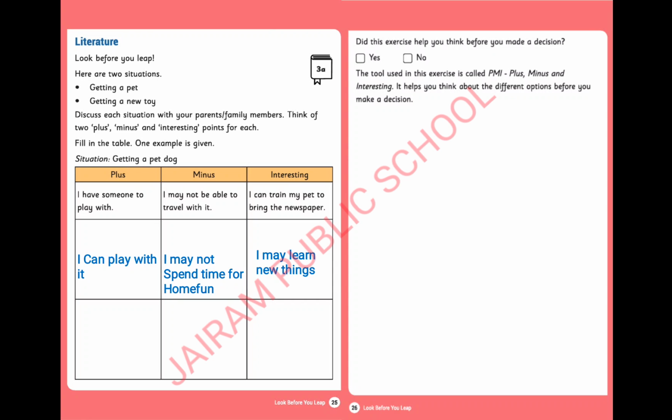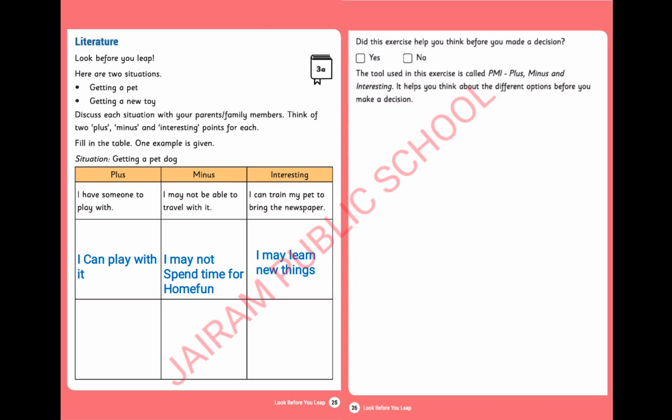Come to the next page. Did this exercise help you think before you made a decision? If it is helpful, tick yes. If it is not helpful, tick no. That's your wish. Okay. The tool used in this exercise is called PMI tool.